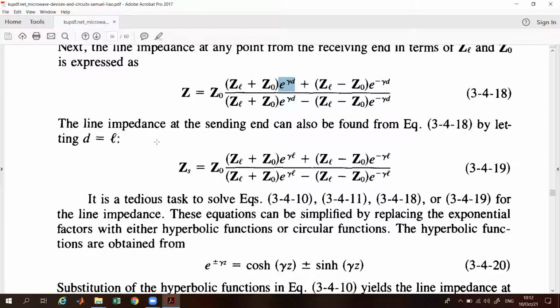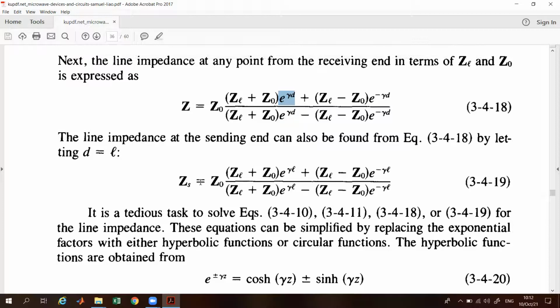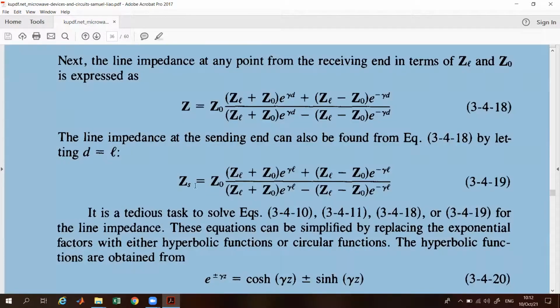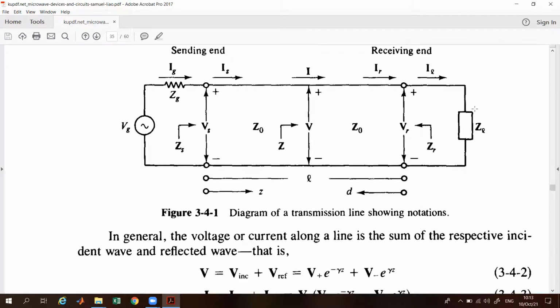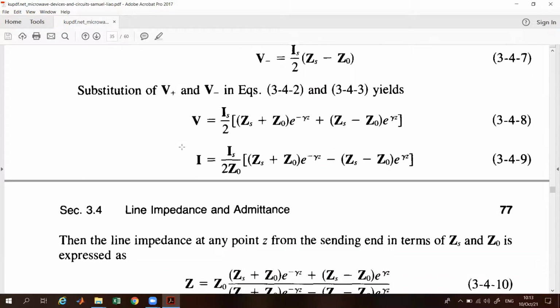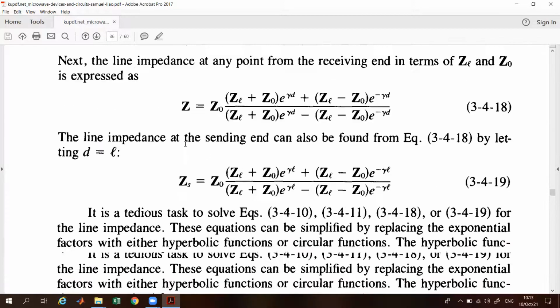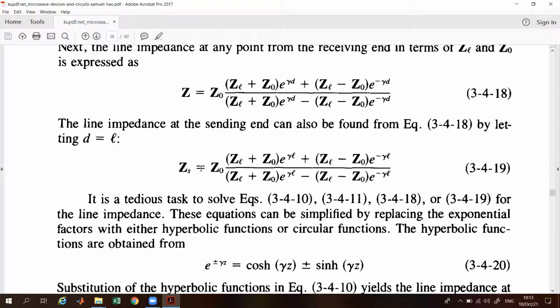Now, if you want to find the value of ZS by letting D equal L, then you can find the value of ZS also, because D equals L means now we are calculating with respect to it. So when my D is equal to this full length, then basically we are finding the sending impedance, the impedance on the sending side or at the source, you can say. So then ZS will be, just put D equals L in this equation and you will get ZS.